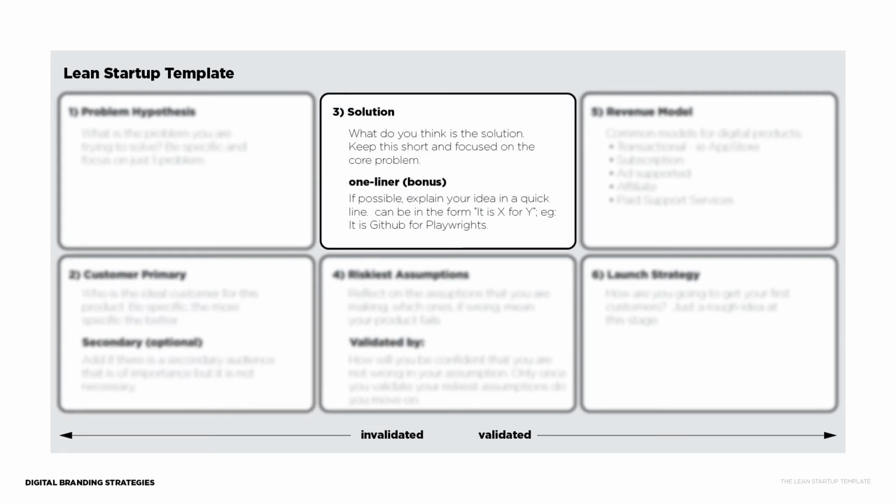Next, we identify the solution. What do you think is the ideal solution to solve the problem that your customer has? You should be able to easily explain your solution to people. If possible, try and write a one-liner by using existing solutions and analogies to explain it. For example, a one-liner might be Tinder for dogs, but you'll come up with a much better one-liner than that.